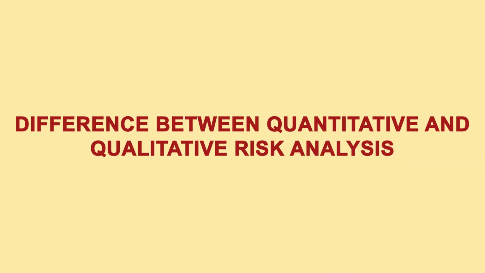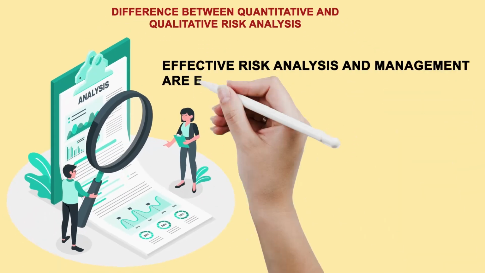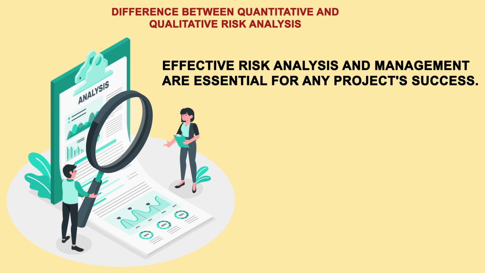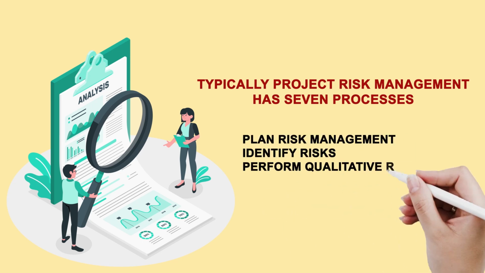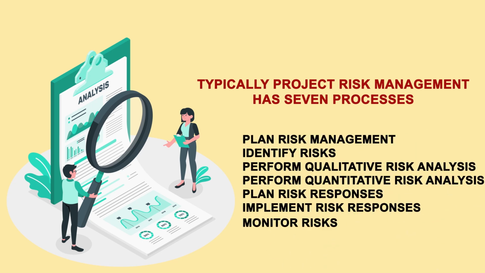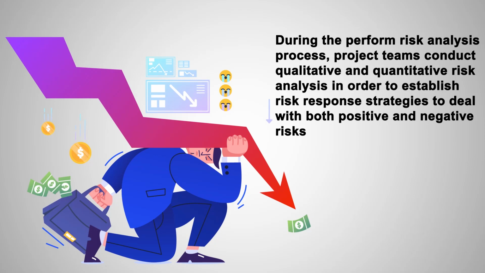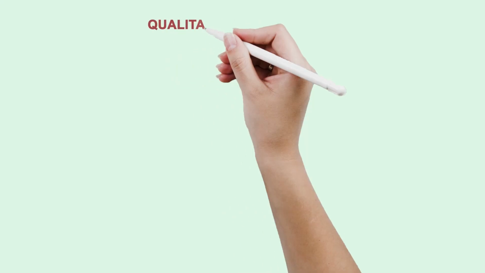Difference between quantitative and qualitative risk analysis. Effective risk analysis and management are essential for any project's success. Typically, project risk management has 7 processes. Plan risk management. Identify risks. Perform qualitative risk analysis. Perform quantitative risk analysis. Plan risk responses. Implement risk responses. Monitor risks. During the perform risk analysis process, project teams conduct qualitative and quantitative risk analysis in order to establish risk response strategies to deal with both positive and negative risks.